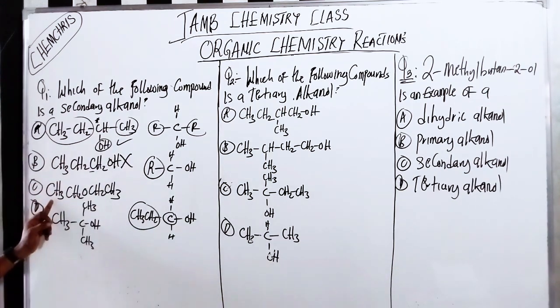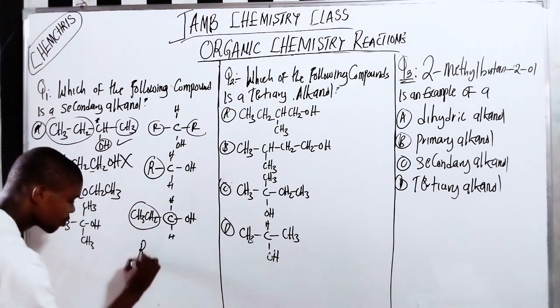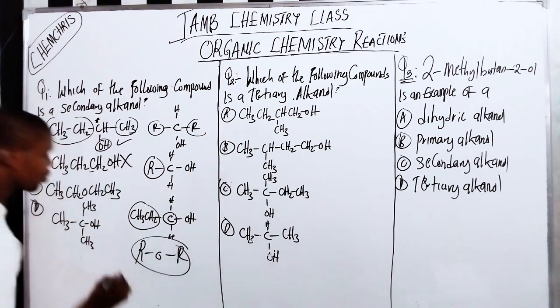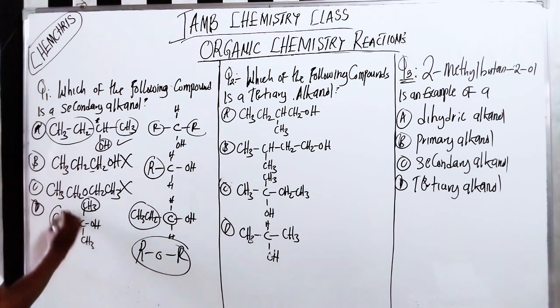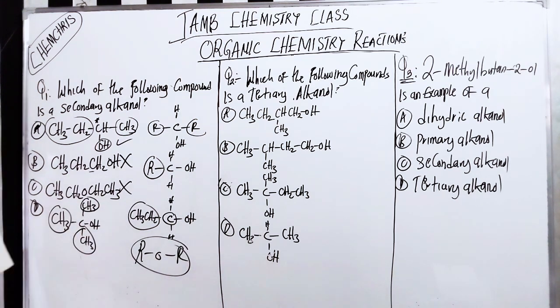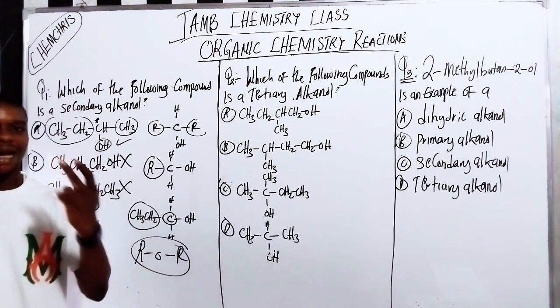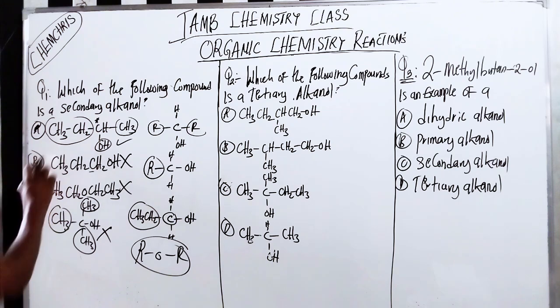Now if you look at this one here, this one is a double alcohol. This one is called an ether. It's called ether, so it's out. Now this one is a tertiary alcohol. Why? Because this carbon atom carries three alkyl groups. Do you understand? Whenever the carbon atom that bears the OH has three alkyl groups, it is a tertiary alcohol. So the answer is A.